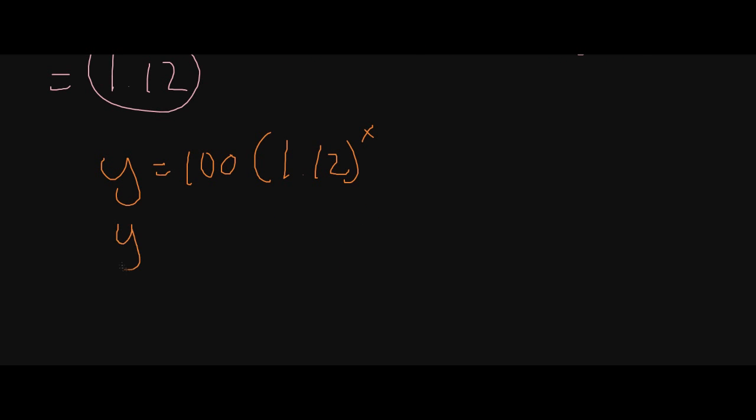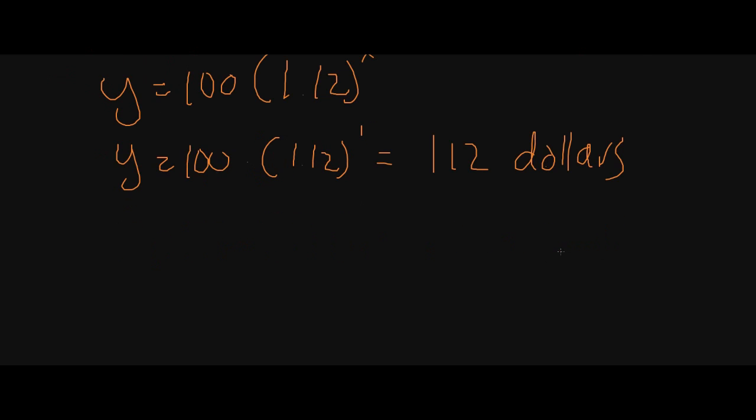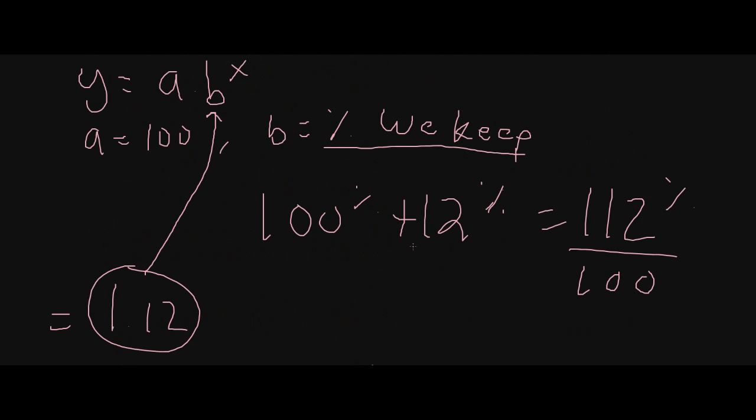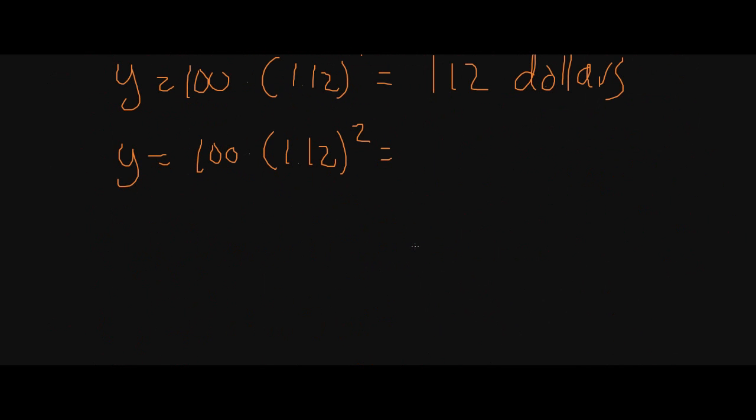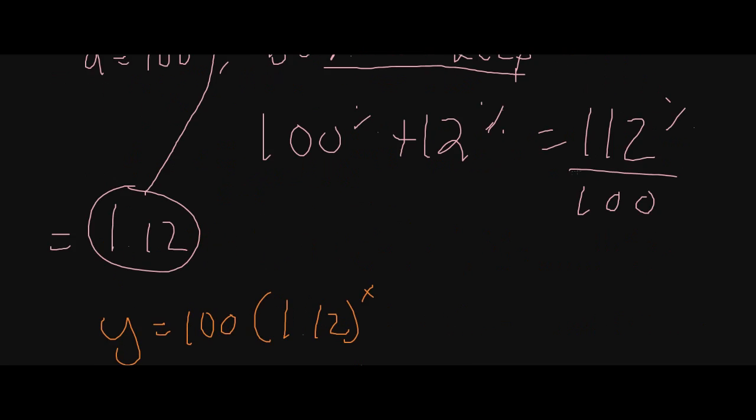Now if you wanted to, just like before, 100 times 1.12 raised to the first power is going to be $112. You can even do it yourself, and you'll see that this is true. Here we get 100 times 1.12 to the second power, and we get $125.44. Okay? So this is a way that we could write it using exponential equations.